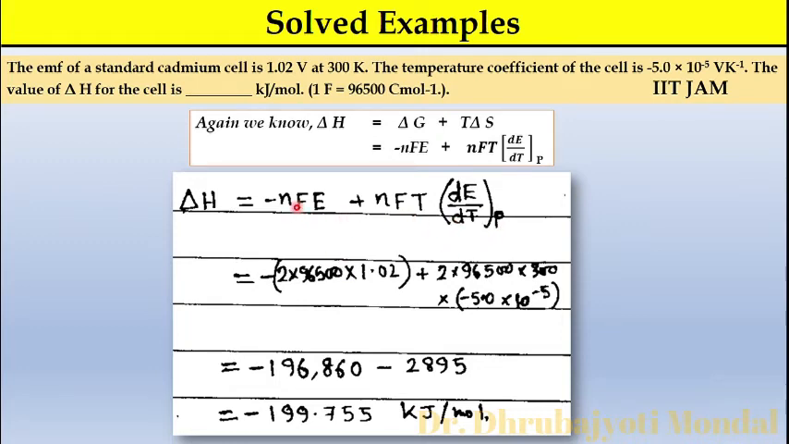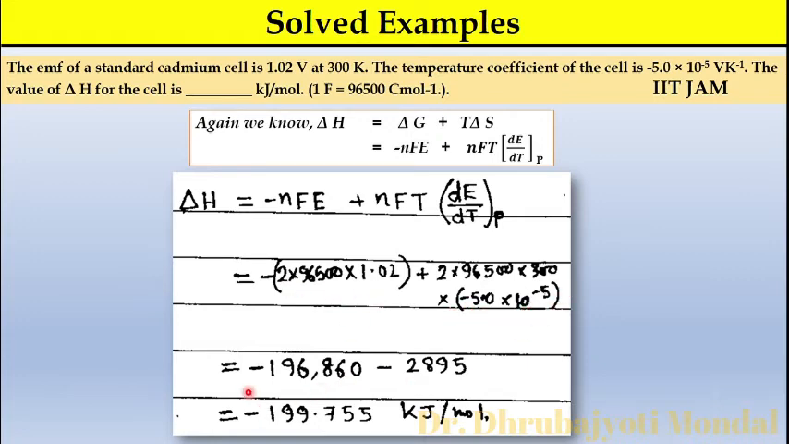So delta H is equal to minus nFE plus nFT dE by dT at constant pressure. Put the value of n is equal to 2. Remember that, as I told you, for the cadmium cell the value of n, electrons changed, is equal to 2. So minus 2 into 96500 into 1.02 volt plus 2 into 96500 into 300. You can see the temperature is given, 300 Kelvin, into minus 5 into 10 to the minus 5.